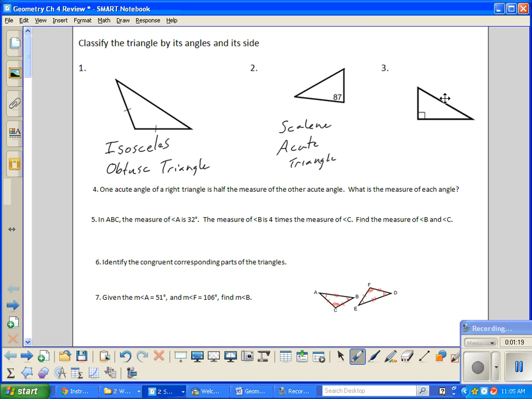Then number 3, once again, we don't have any sides marked congruent. So that means it's a scalene triangle. But we have this little box here that means that it's a right angle there. So it's a scalene right triangle.